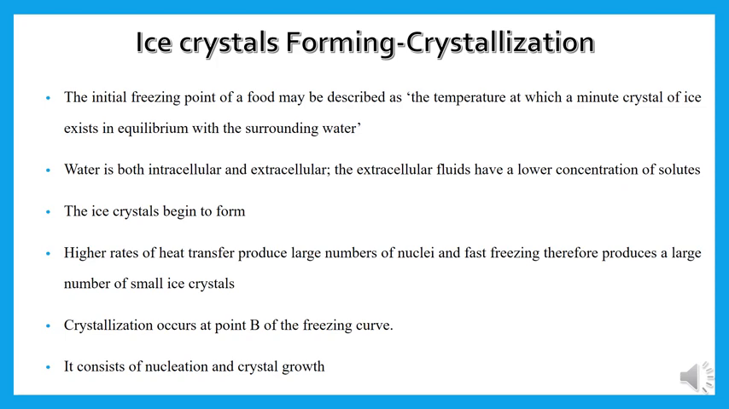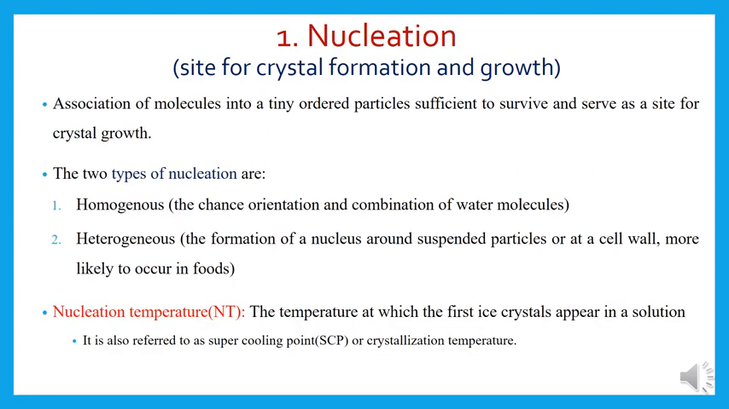There are mainly two parts to ice crystal formation, that is crystallization: nucleation and crystal growth. The first one is nucleation, that is the site for crystal growth. First there should be a site, first there should be nuclei, and on that the growth will happen. That part is known as nucleation.